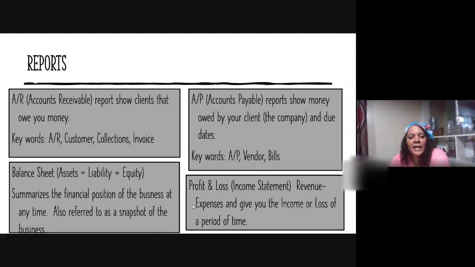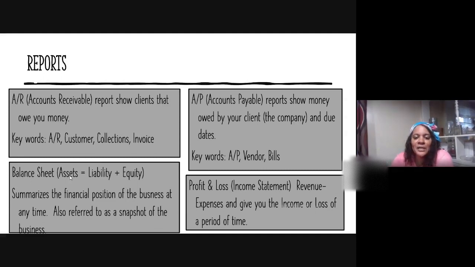The last 2 we want to look at is the balance sheet and the profit and loss. So the balance sheet is your fundamental accounting equation of assets equals liability plus owner equity. It summarizes the financial position of the business at any time. And it's also referred to as the snapshot of the business for a specific time period. So it's not a period of time, it's a date.